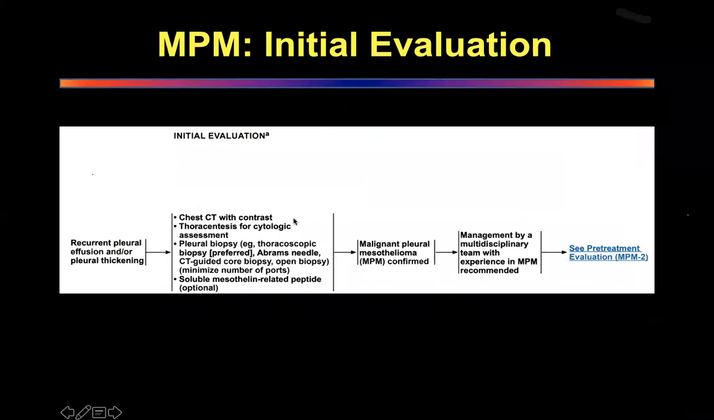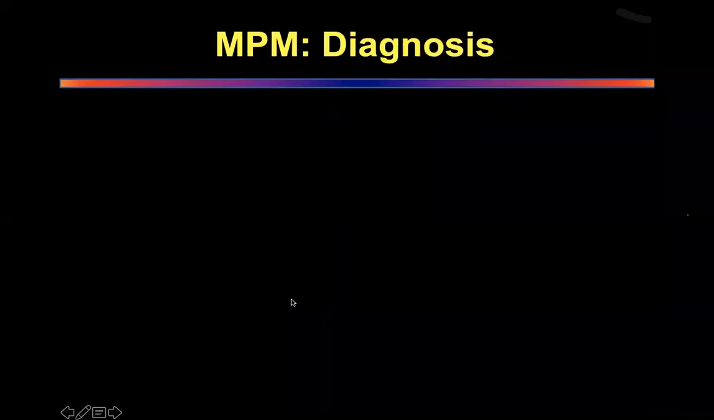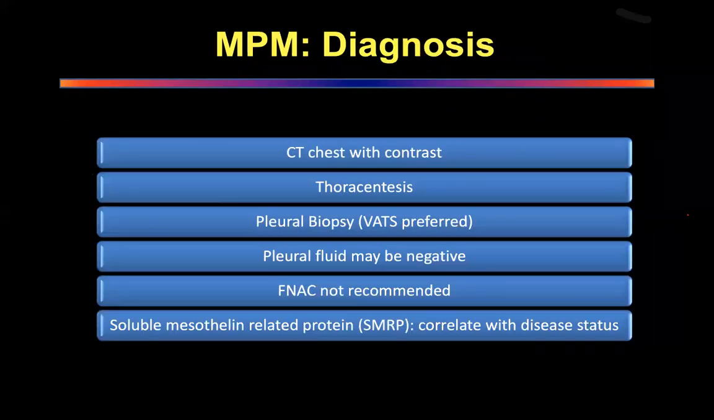So this is what we wrote earlier and we spoke about it. So we've spoken about this, exactly the same thing: CT chest, thoracocentesis, pleural biopsy, pleural fluid may be negative, FNAC not recommended, and SMRP to be used. We spoke about this earlier. That's why I've gone through a little faster. So that's the first recommendation, level of evidence 2A. Okay, important, level of evidence 2A for all of these.